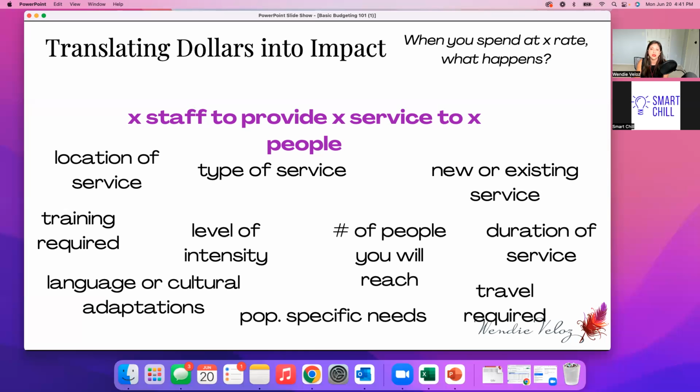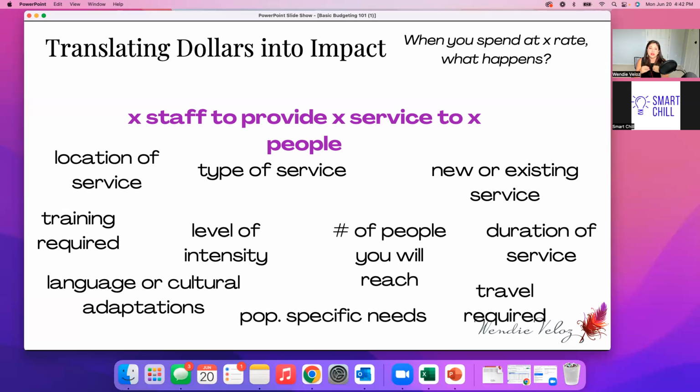If this is an existing service or a new service for you as an organization, how long will you provide this service, or what is the duration of time that's required for people to really see a change? How many people will you reach, and how intense will that be, right? Is it 8 visits or 12 visits, or a model that has 2 visits and then case management, right? So what does this look like for you to help these people?